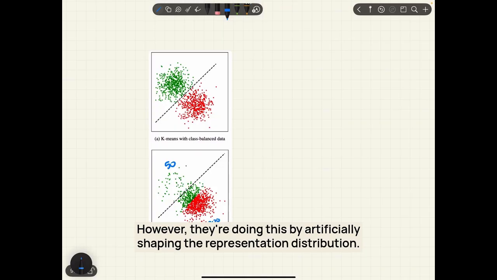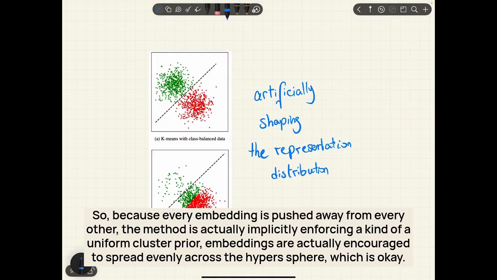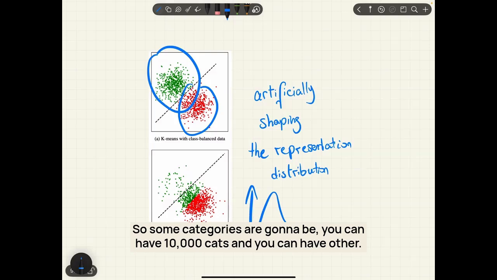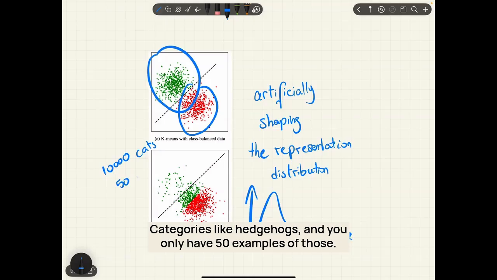However, they're doing this by artificially shaping the representation distribution. Because every embedding is pushed away from every other, the method is implicitly enforcing a kind of uniform cluster prior. Embeddings are encouraged to spread evenly across the hypersphere, which is okay. However, it doesn't align with real world data distributions, which are mostly long tail. You can have 10,000 cats and other categories like hedgehogs, where you only have 50 examples.